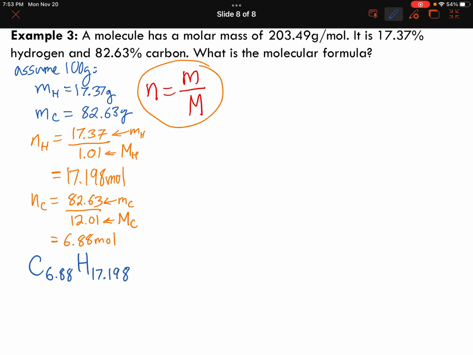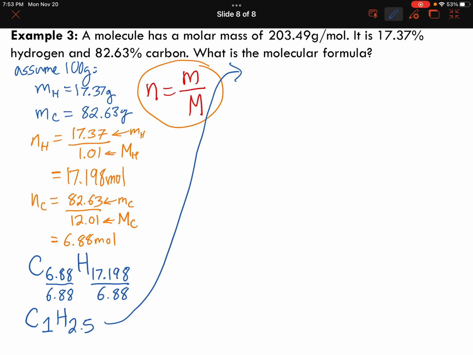Next, I need to make those whole numbers, and I do that by dividing by the smallest subscript. The smallest subscript is the 6.88, so I'll divide this by 6.88, and I'll divide this by 6.88 as well. So 6.88 over 6.88 is easy. That one's 1. The other one, 17.198 divided by 6.88, is going to give me 2.5. So I'm currently at this stage. The empirical formula is C1H2.5.